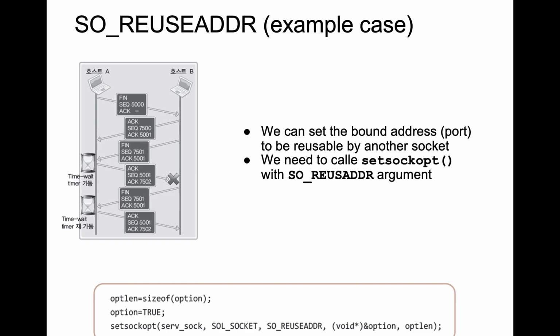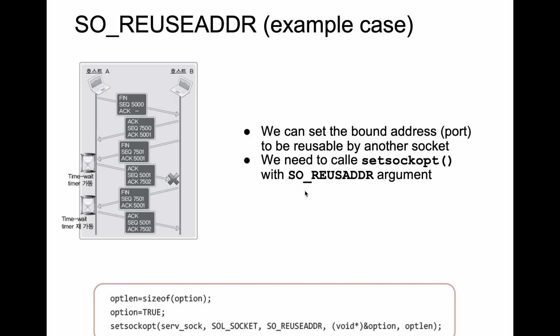We can set the bound address or port to be reusable by another socket. That means it will skip the check while the server tries to bind to an address that is still going through the time wait state. It will just skip that time wait state check and occupy that address instead of waiting. So it's like fault tolerance.